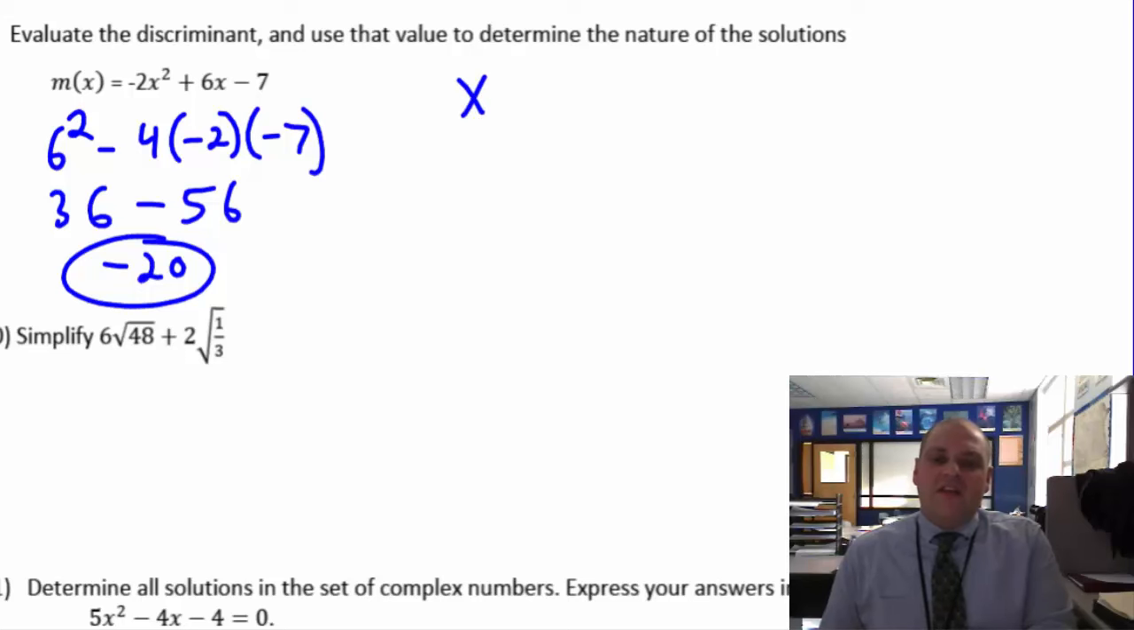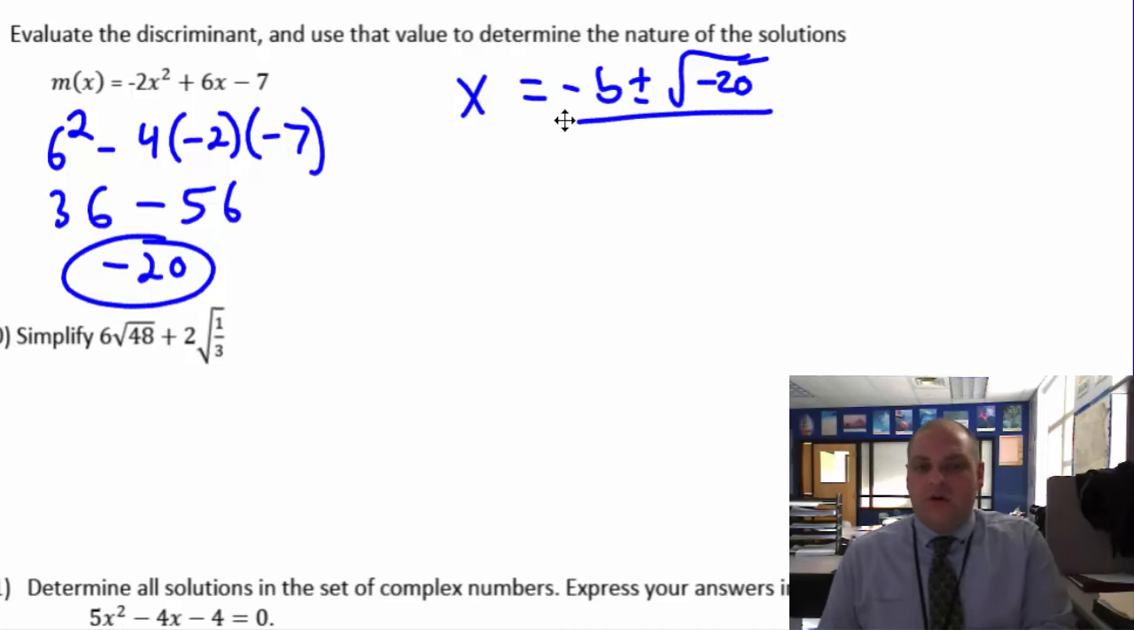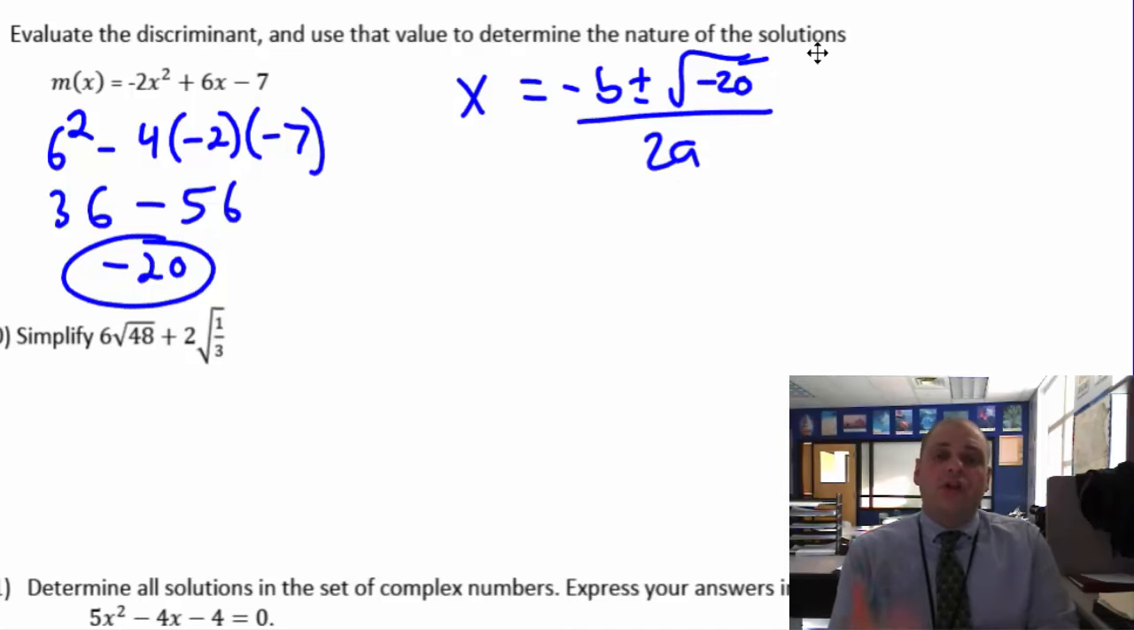So again, what does that mean? Well, if I did the entire quadratic formula, negative 20 would be under the radical. I do know what b is, and I do know what a is, but whatever. You put in your 6 there, and you put in your negative 2 there. That doesn't matter. The radical is what controls the nature of the solutions.